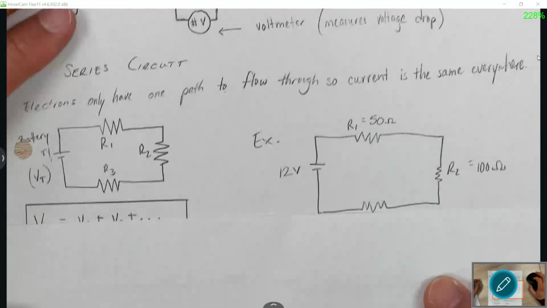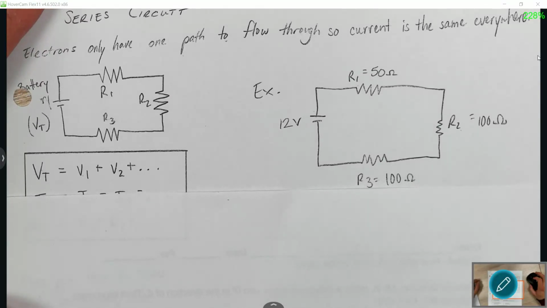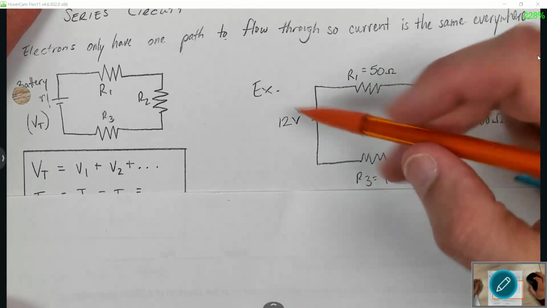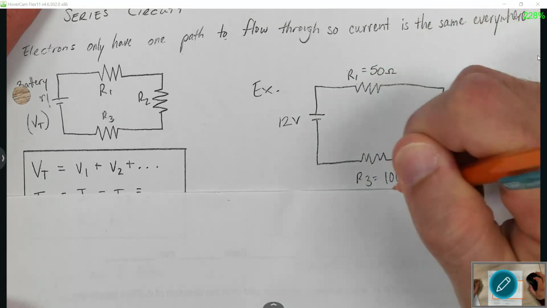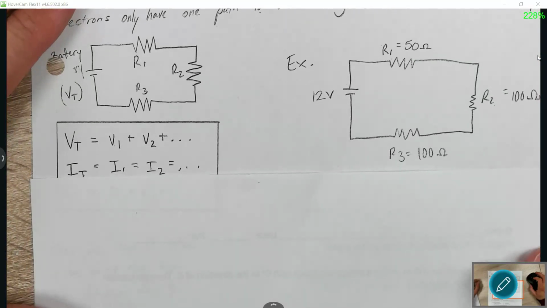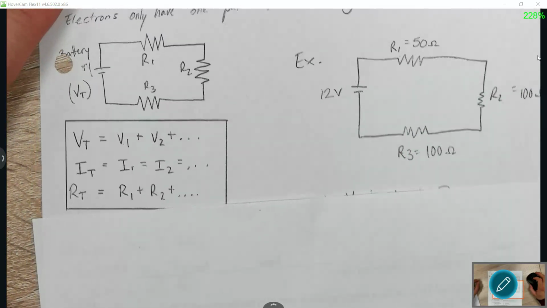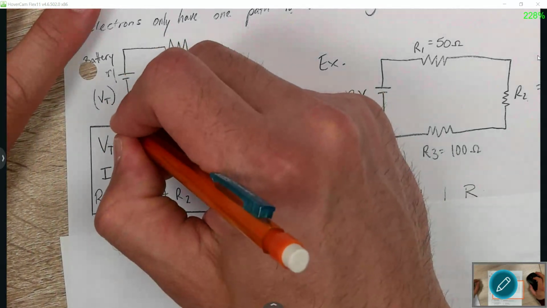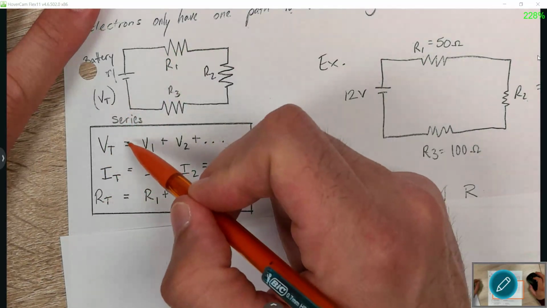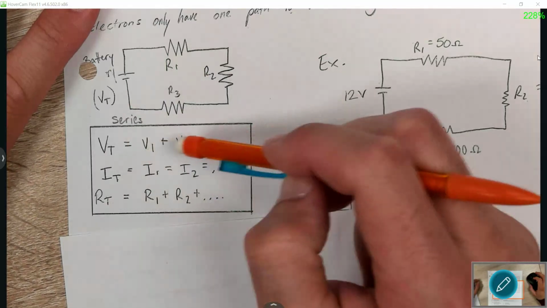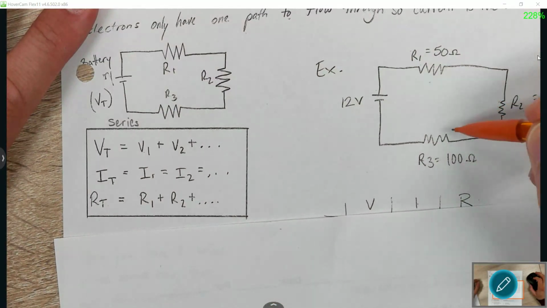So in our example here, where we have a 12-volt battery as our total voltage, you have resistors R1, R2, and R3. They're going to ask you to solve for a couple different things. Now, here are the rules for series circuits. The total voltage is equal to the voltage drops everywhere: the voltage going through here, the voltage going through here, and the voltage going through here.